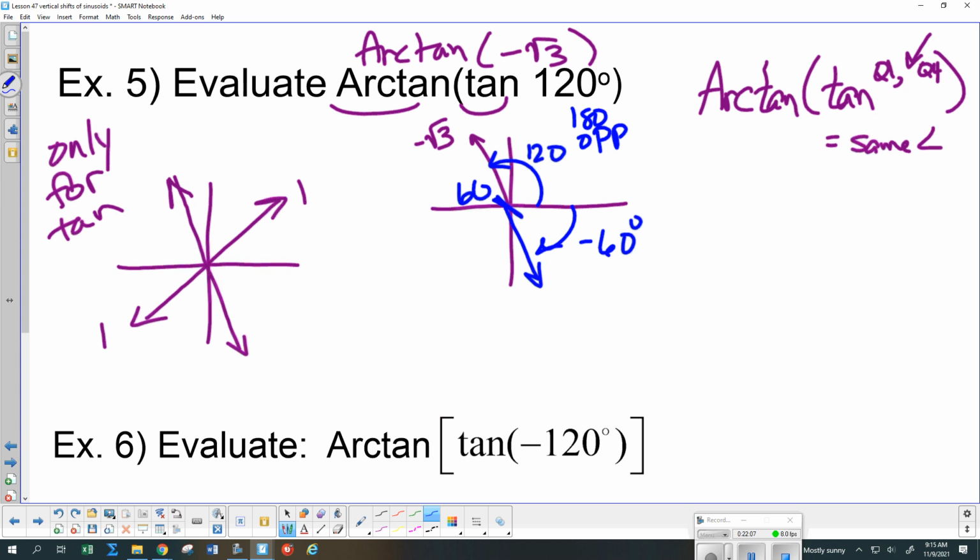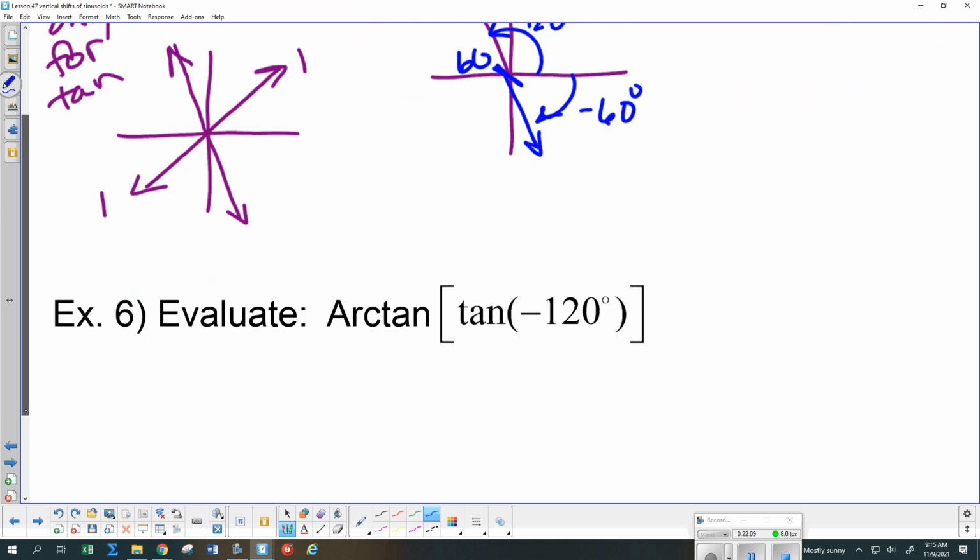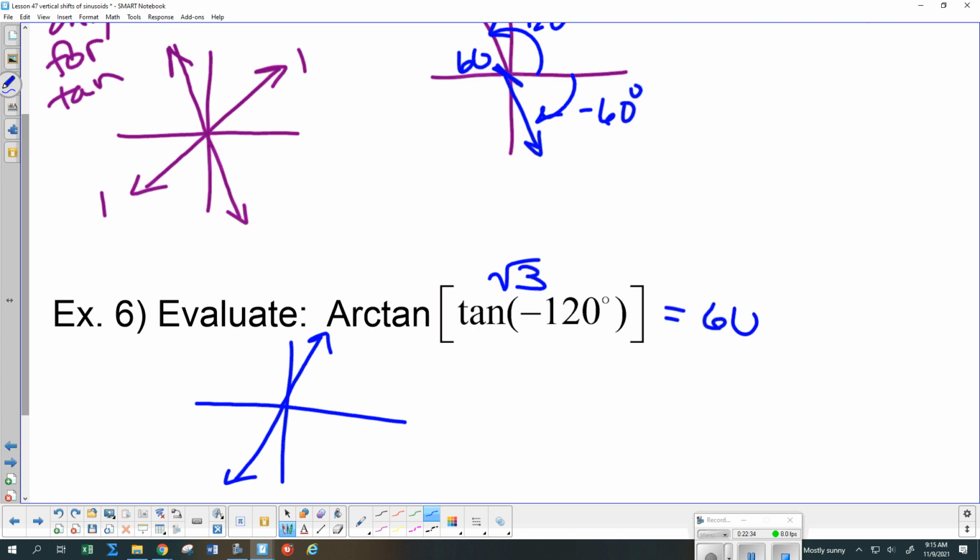Another similar one. Tangent of negative 120. That's going to put us down here where the tangent is the positive root 3. Well, I can't say my answer is negative 120 because all of my arctan answers have to be between negative and positive 90. So I simply go 180 degrees away from that and say that it would be 60 degrees.